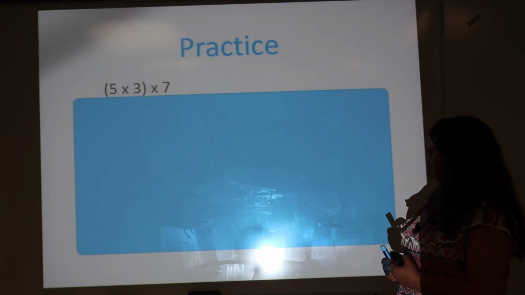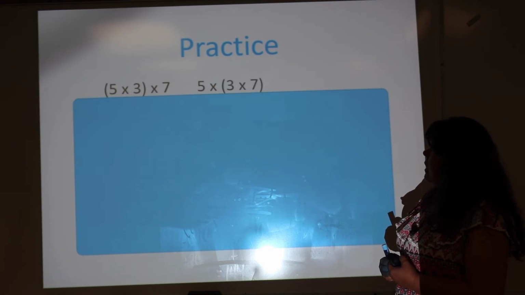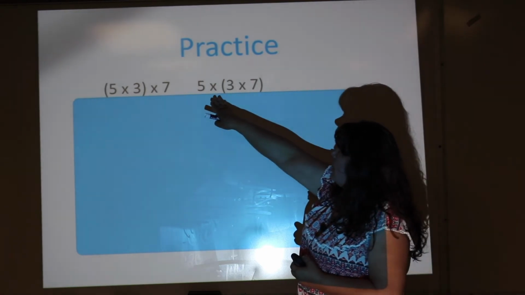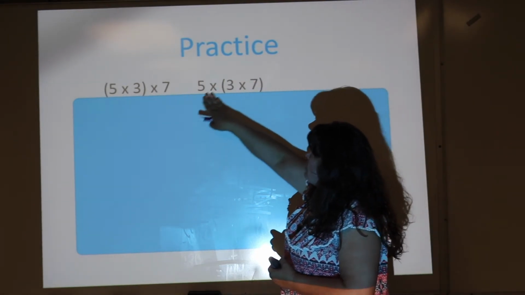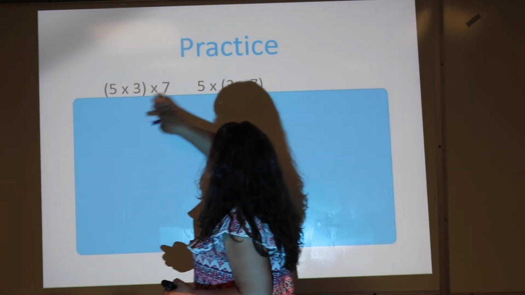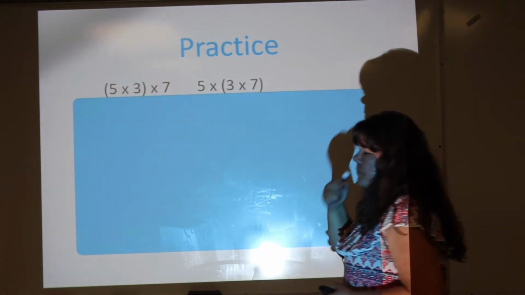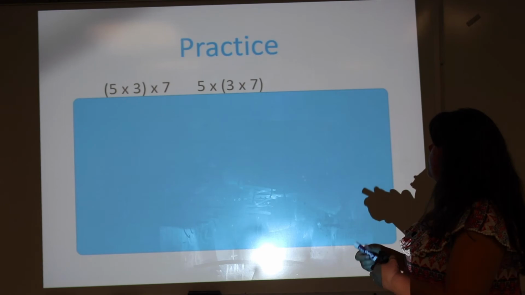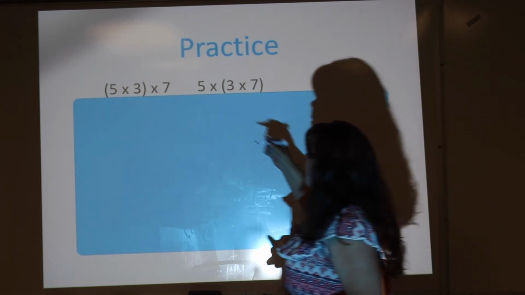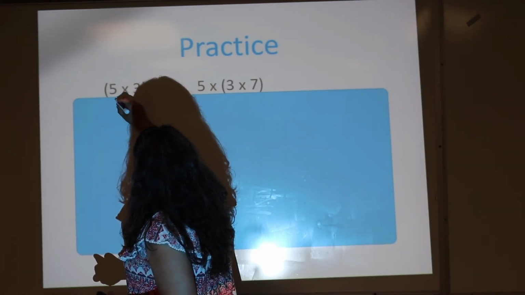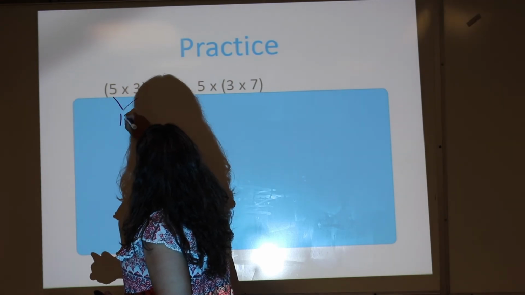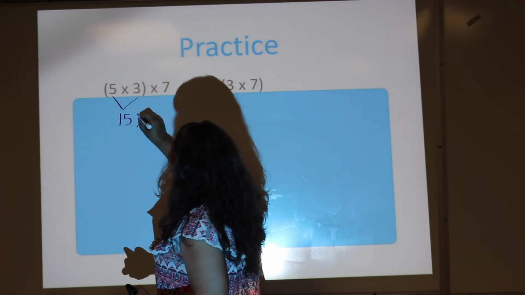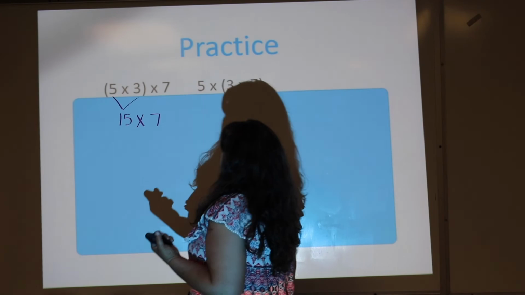Let's do some practice. 5 times 3 times 7. And then we're going to switch it, and we're going to have the last 2 numbers. So here I'm multiplying the first 2 numbers, and here it's the last 2 numbers. Okay, so we'll go ahead and work on this one. So here I've got 5 times 3, which equals 15, times my 7. Oh, I don't know, 15 times 7.